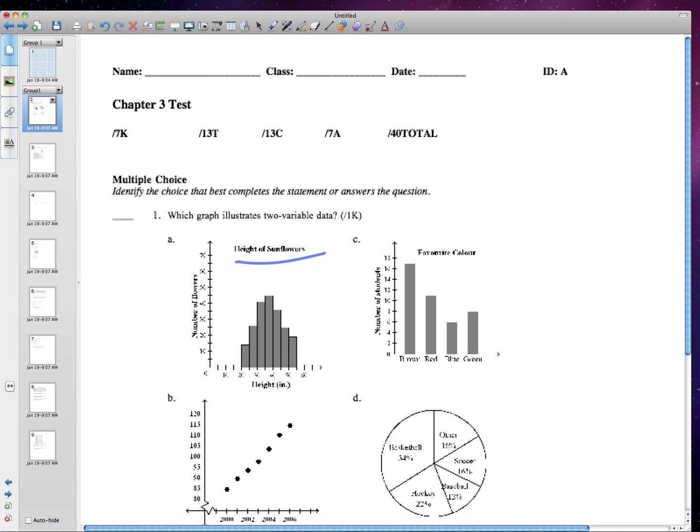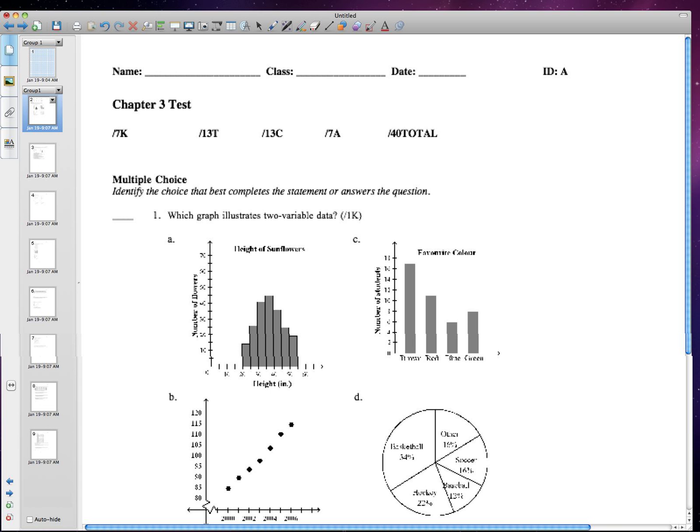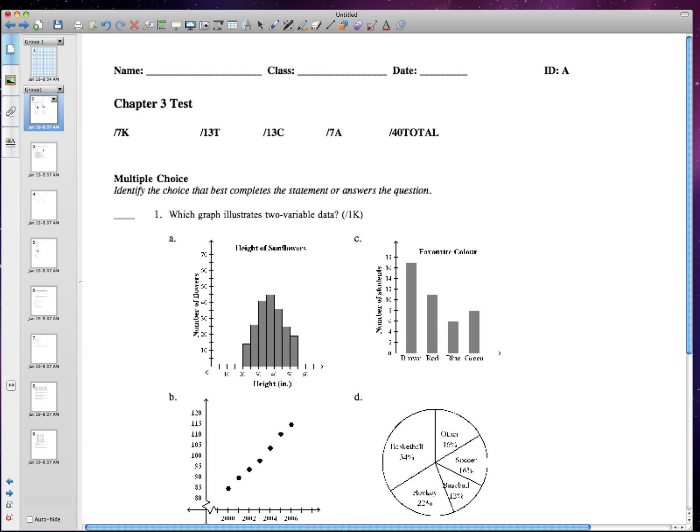Does anyone remember where the independent variable goes? What axis? X, that's right. It's going to end up on the x-axis. So this is our independent variable. And what that means is our y should be the dependent variable. In other words, this must change according to the independent variable. So the independent variable, it looks like here, is height of a flower. And they've given us the different heights of sunflowers here.